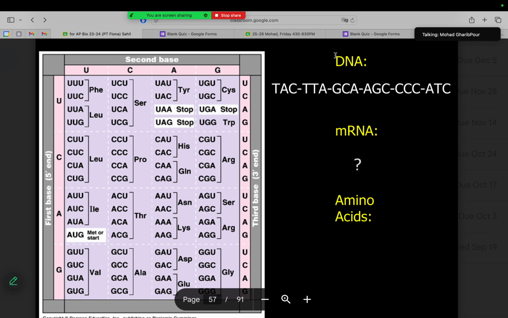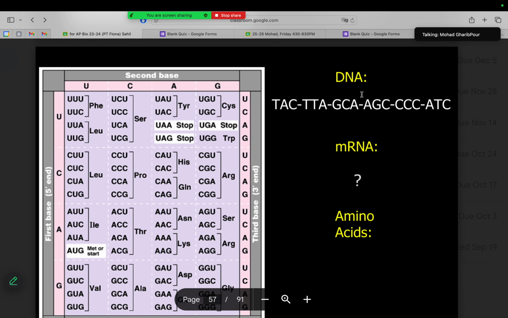So this dogma, we call this the central dogma. Remember, going from DNA to mRNA to amino acids. So you need to know, if I have a DNA sequence, what's going to be my mRNA sequence and what's going to be my amino acid sequence.